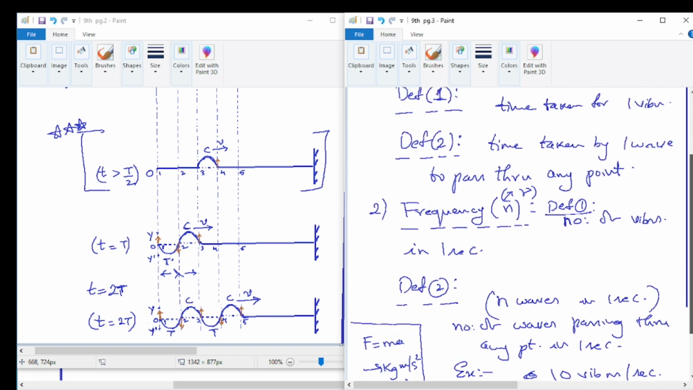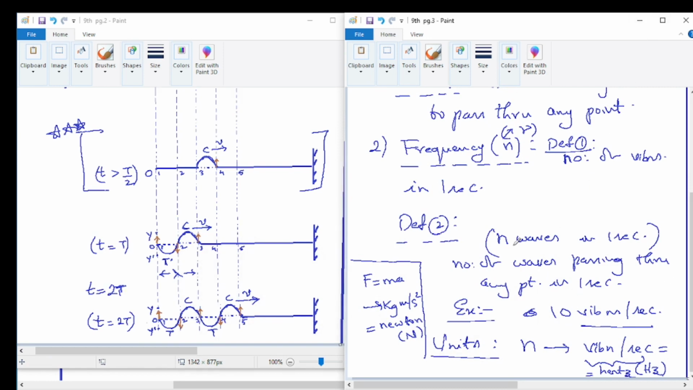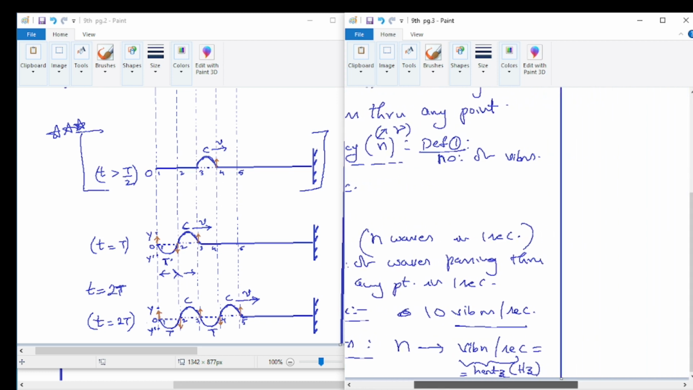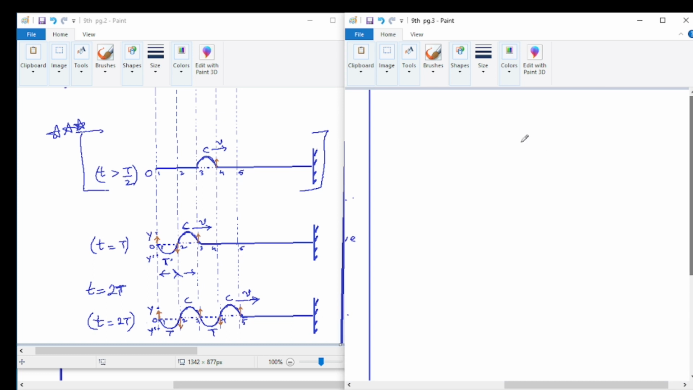So next, a very simple definition. Whatever things we are seeing here are simple. The next definition, after frequency, is the definition of amplitude. This is another, third quantity related to wave motion. It is simply called the amplitude of the wave, and its symbol is capital A. So what is the amplitude of the wave?